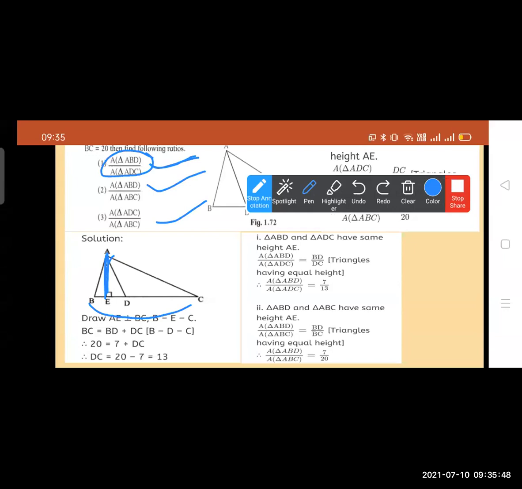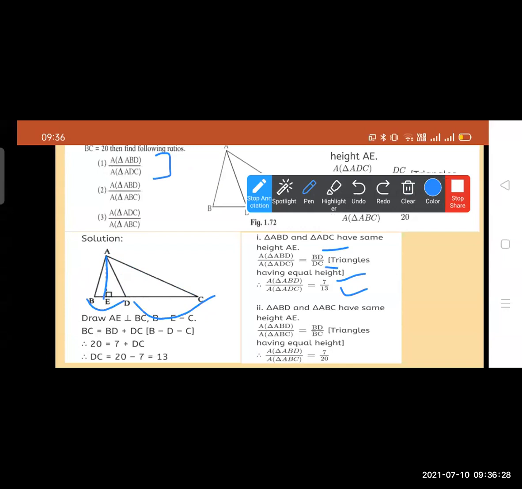So here we take first the area of triangle ABD. For ABD, AD is the height and BD is the base. And for the other triangle ADC, DC is the base and AD is the common height. So for these two triangles, the height is common. If the height is common, then we find their ratio by using the formula B1 by B2. B1 means BD and B2 means DC. We have BD equal to 7 and DC equal to 30. So we get 7 by 30.